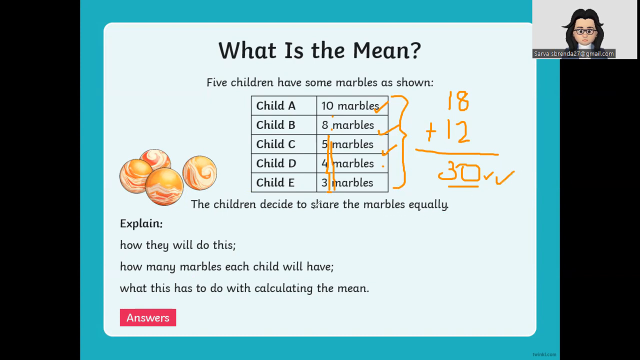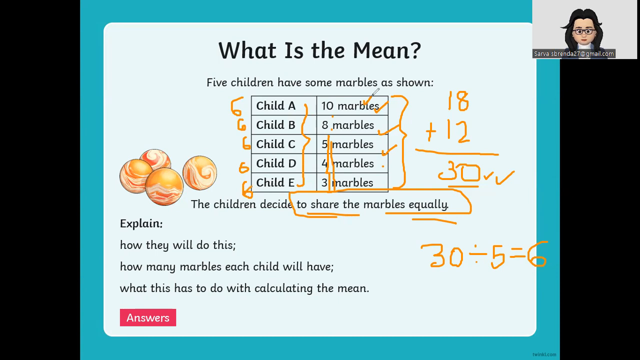And what do we do now? We want to share the marbles equally. Now, what do we do if we want to share it equally? That's right. We will take 30 and divide by how many children were there. So there were 5 children, so we take 30 divided by 5, and you're going to get 6, which means every child will now have 6 marbles each.